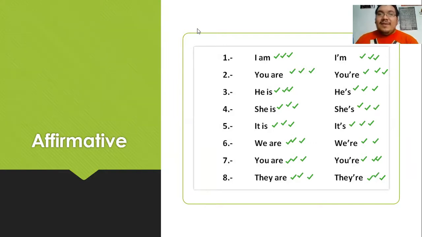Very good then. Muy bien. Creo que es bastante sencillo. Ahora solo aprendan a aplicarlas. En vez de decir they are doctors, decimos they're doctors. Y mejoramos nuestra fluidez y nuestra forma de hablar el idioma.